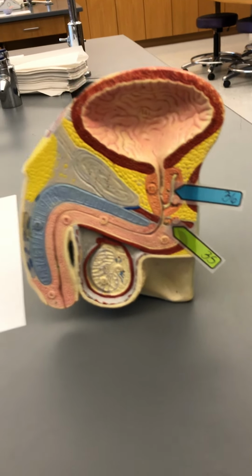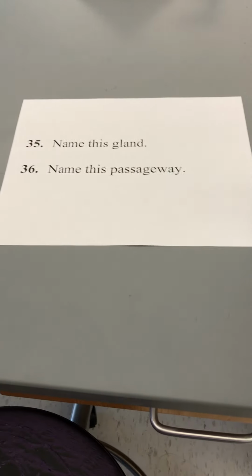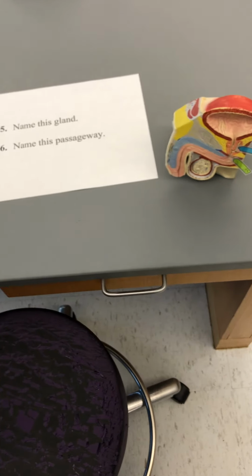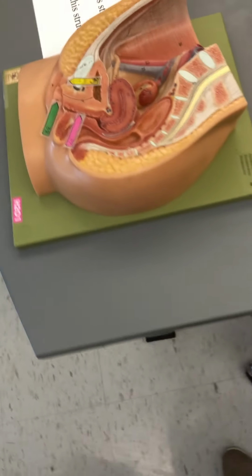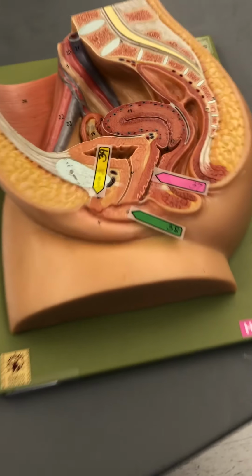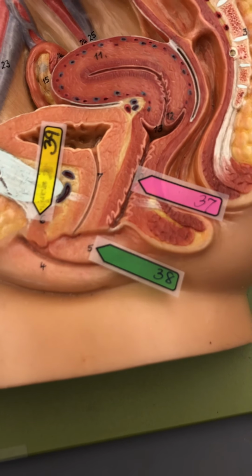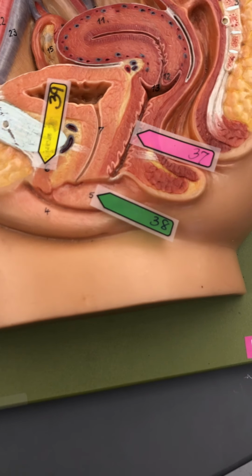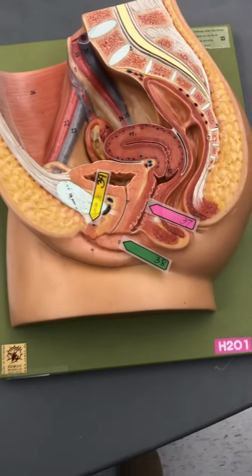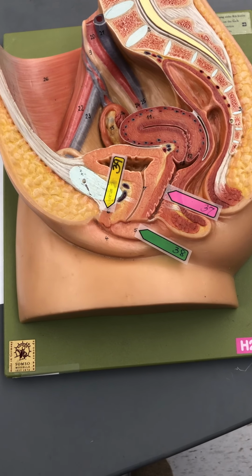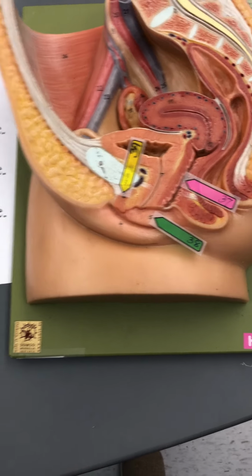35 is the bulbourethral gland, or Cowper's gland. 36, I was looking for the ejaculatory duct. Where do you accept some of those? I'll have to go back and look at the text and see how they label it. But it's usually this, when the seminal vesicle merges with the vas deferens, it's the ejaculatory duct at that point. Okay, here 37 is the vagina, 38 is the labia minora, and 39 is the clitoris.